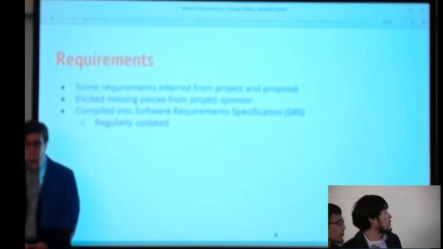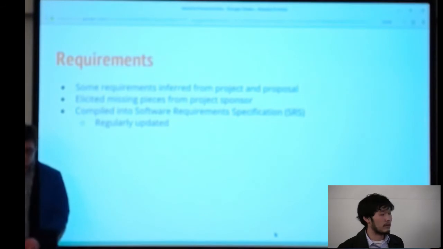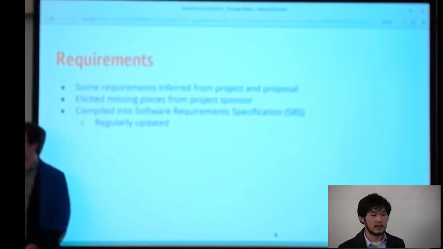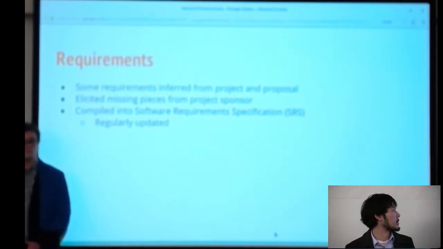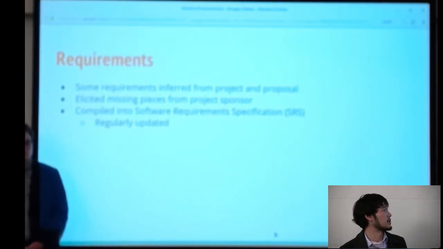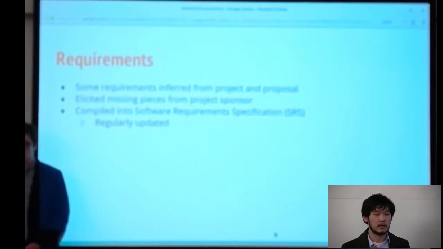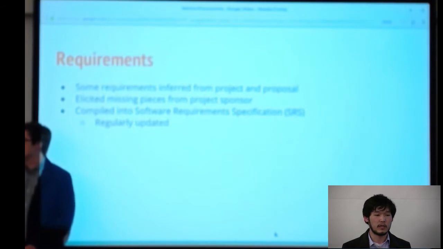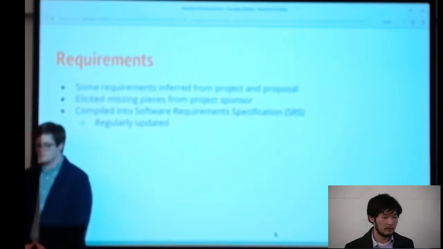Some requirements we inferred from the project and proposal. We had to get familiar with the existing legacy code base, and we elicited the rest of the requirements from our sponsor through the missing pieces that we couldn't figure out ourselves. We compiled them into SRS documentation, so we had a formalized, itemized list of requirements that we would have to deliver on, since tax codes are pretty complex.